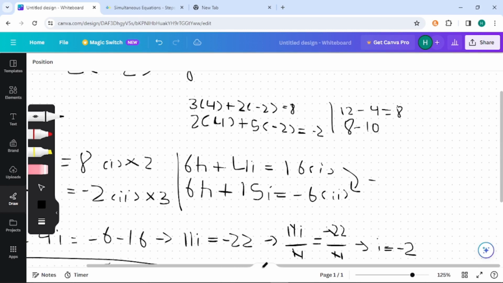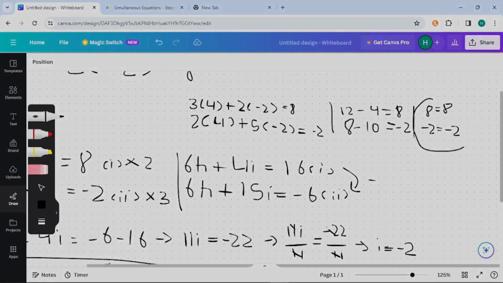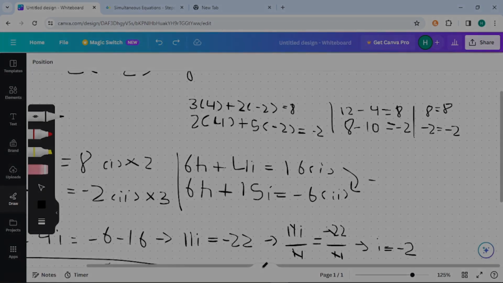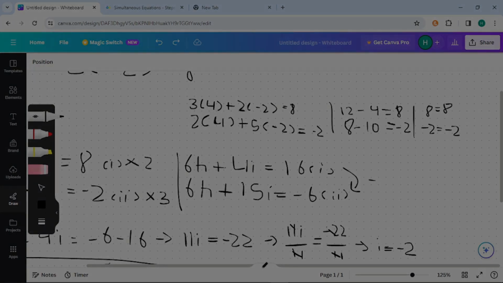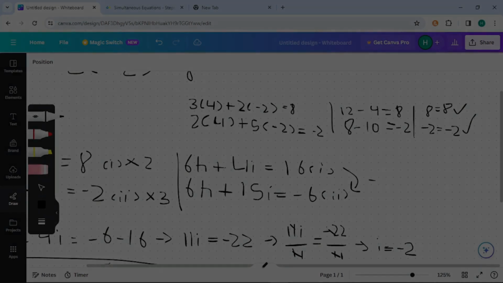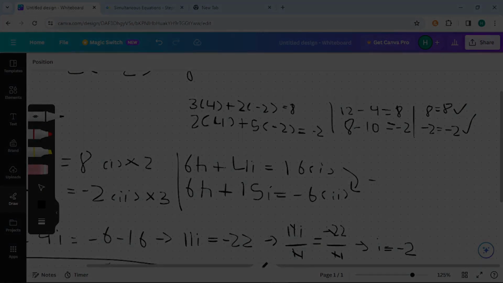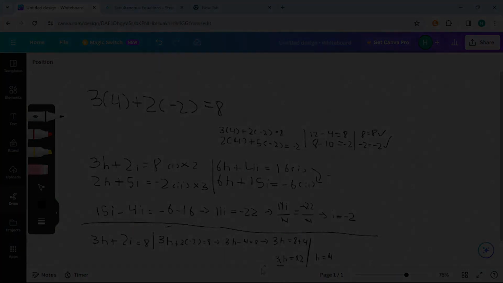So now, if I solve both of these equations, it will turn into 8 equals 8 and -2 equals -2. Since both of these conditions are true, that means the values of i and h are both correct.